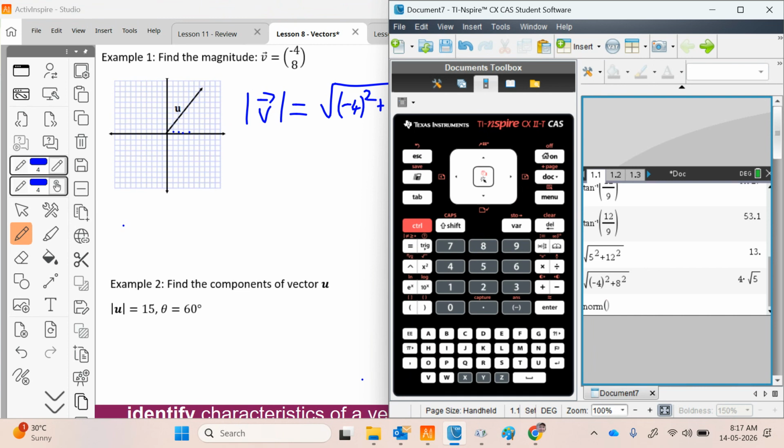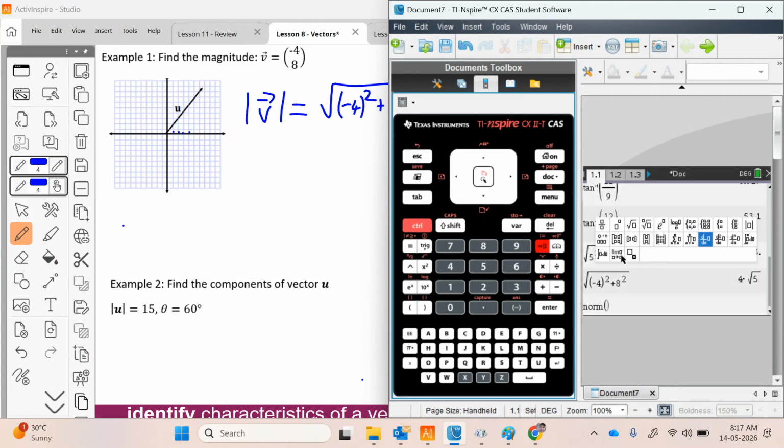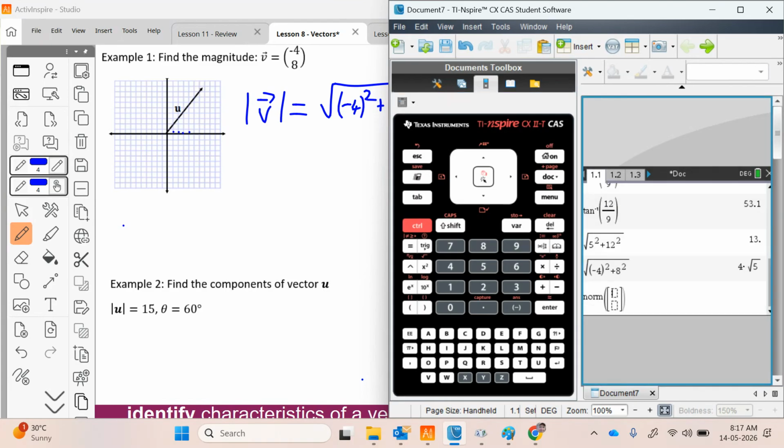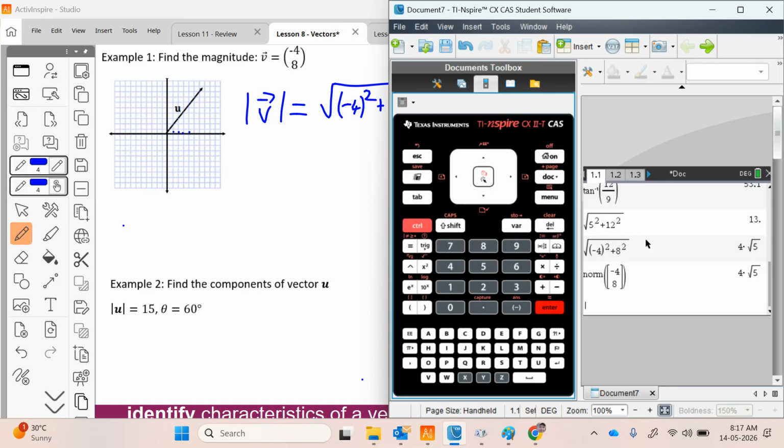So then, pull up your vector template. Sorry, your templates button next to the 9. Pull up the templates button, and we're going to choose this particular type of template. We can put in our vector, -4, 8, and then we press enter. And this will give you the absolute value of the vector.